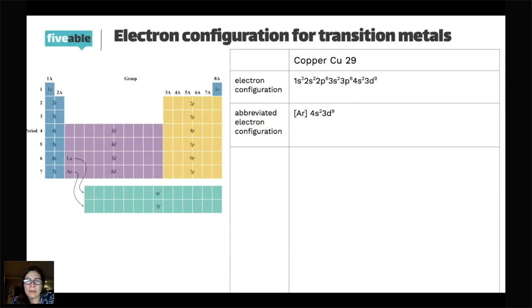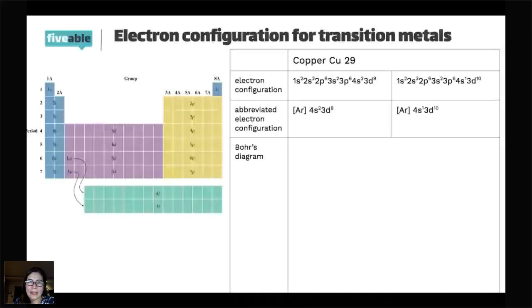If this is the expected one and on the same trend of stability, what do you think the change would be? What do you think the real one is? Exactly, Camila, very good. The real one, as Camila is telling us on the chat, is 4s1 3d10. And the reason is the same as before, stability.